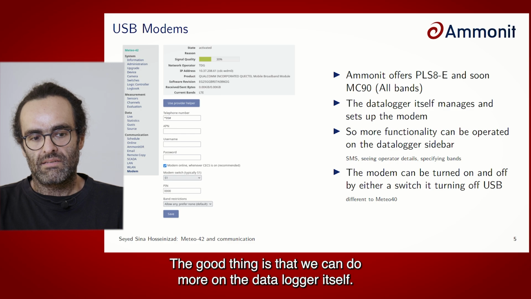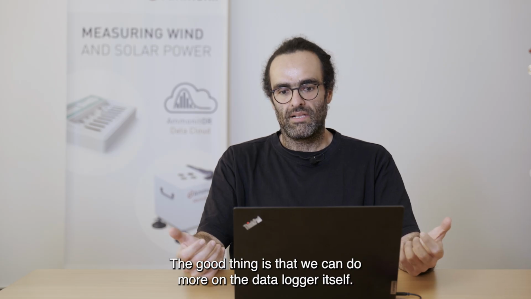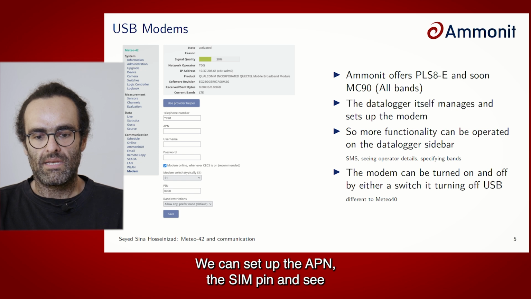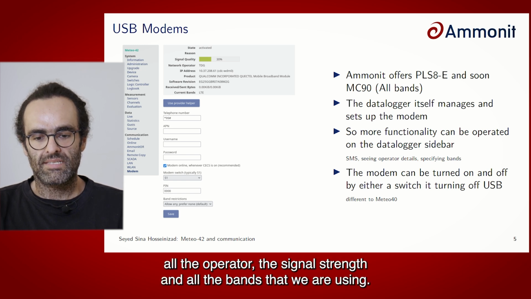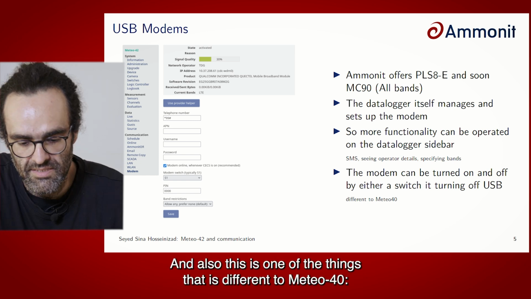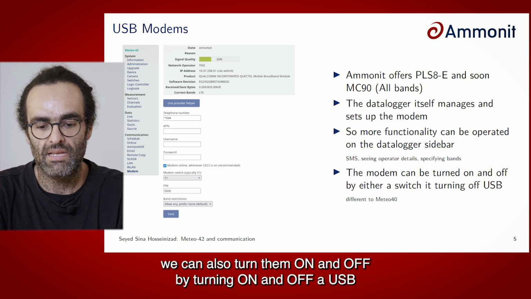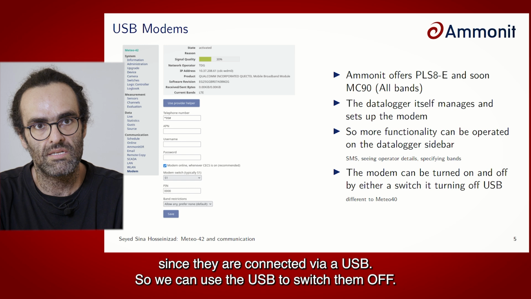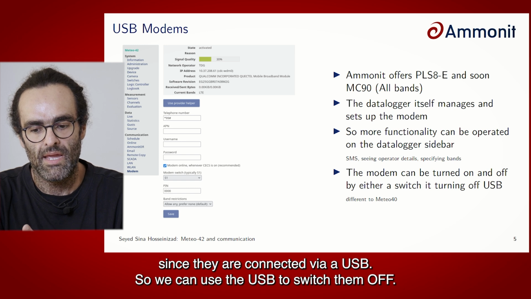And the good thing is that we can do more on the data logger itself. So we can set up the APN, SIM PIN and see all the operator, the signal strength, and the bands that we are using. And also, this is one of the things that is different to Meteo-40. We can also turn them on and off by turning on and off a USB, since they are connected via USB. So we can use the USB to switch them off.